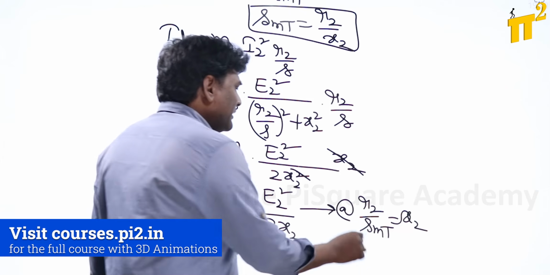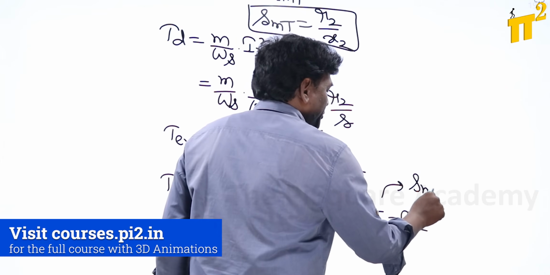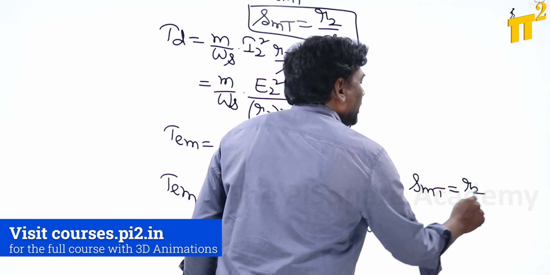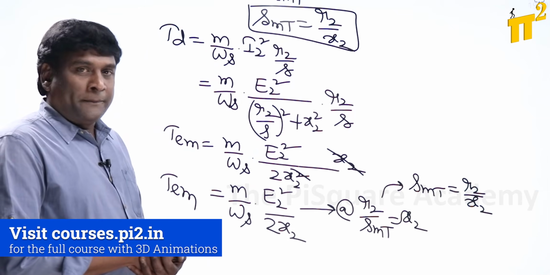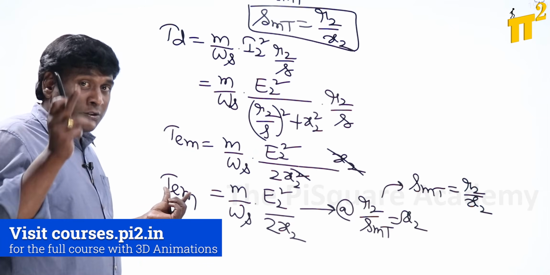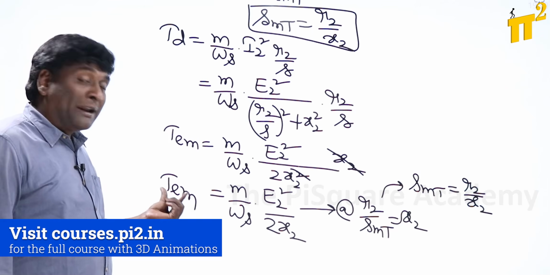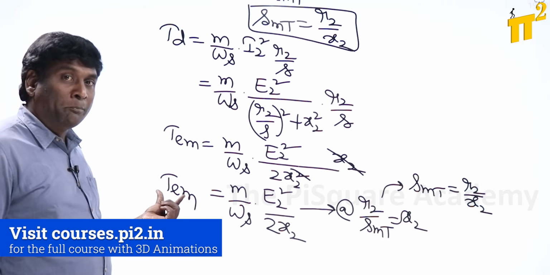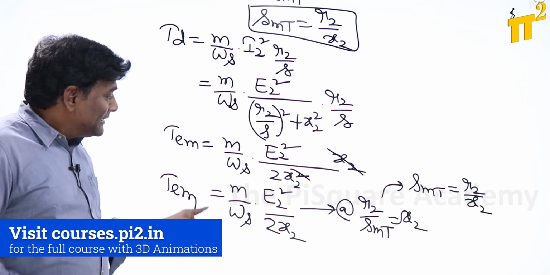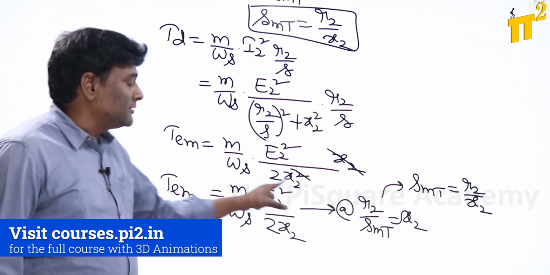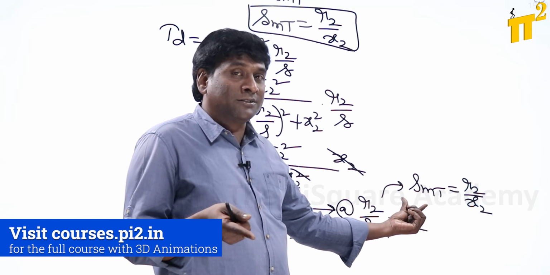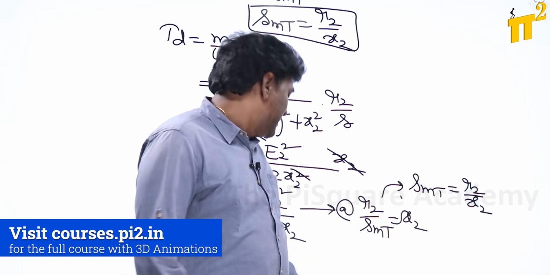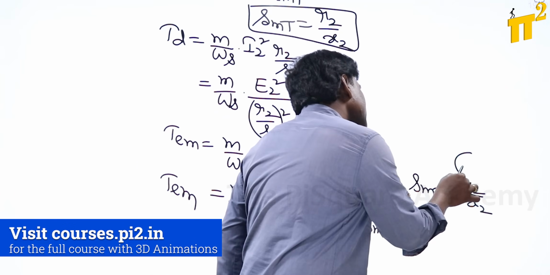Or I can rewrite this as: the slip at which maximum torque occurs is going to be R2 by X2. Now keep this particular point in mind. The magnitude of maximum torque is independent of rotor resistance. Rotor resistance is not there, and the slip at which maximum torque occurs will be decided by rotor resistance.